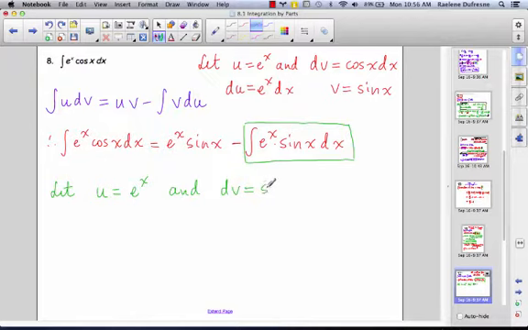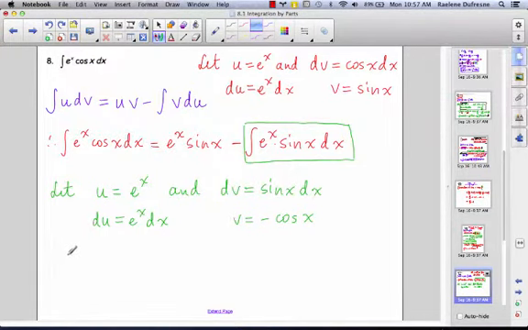So the dv is sine x dx. What you could try, to understand what I was talking about, is to let u equal sine x and dv equal e to the x dx, and then see what happens when you apply the blue integration by parts formula with those different substitutions. Well, here we get that du is equal to e to the x dx, and v is equal to negative cosine of x.